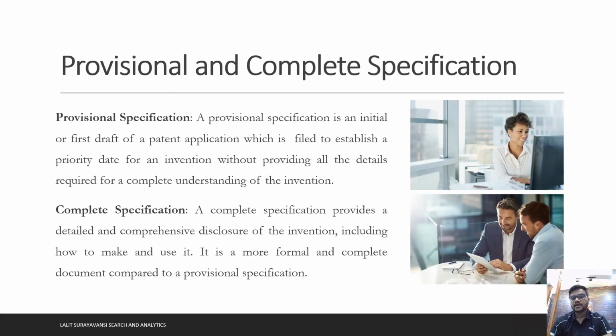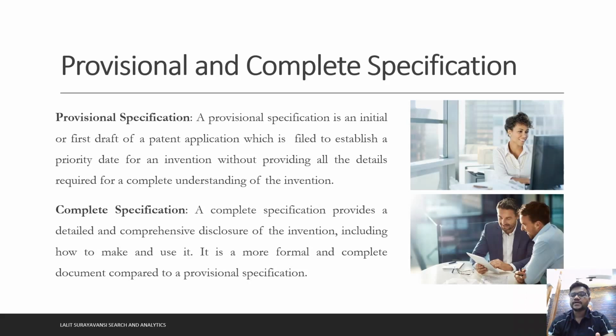When you file a patent application, the specification can either be provisional or complete. If you conceived an idea and you want to protect it from the very moment you conceived it, you write a rough document and file it as a provisional specification so that you get a priority date. What is a priority date? The day you file the provisional application, you start getting protection for it.